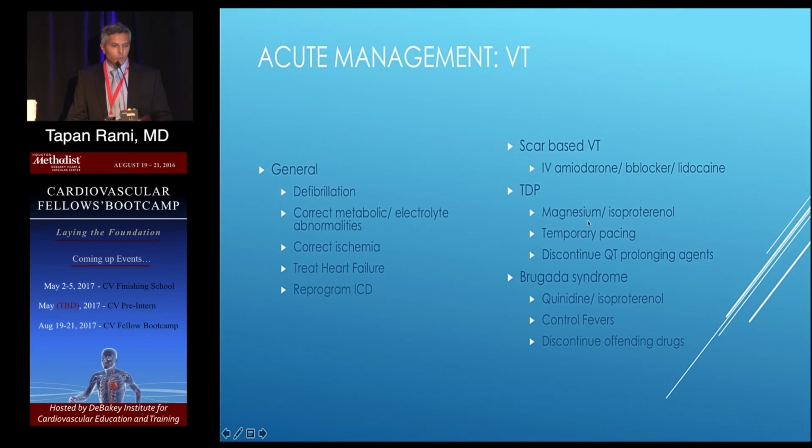If it's torsades, you want to correct the electrolytes. You may want to give them additional magnesium, and isoproterenol. You may want to use pacing to get their heart rate up, obviously discontinuing offending agents. Brugada Syndrome, you may not see this too often, but fevers can be a trigger for Brugada Syndrome, so you want to control the fevers. Quinidine, we don't really use it too much anymore, but this is one area where you can use it. And isoproterenol actually has some utility as well if they have VT storm.